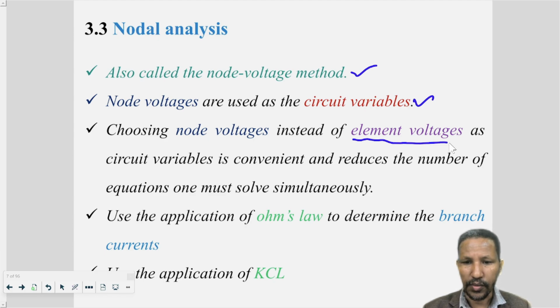Okay, so we are going to use the application of Ohm's law to determine the branch currents, and we use the application of Kirchhoff's current law. So when we consider node analysis, KCL will be considered. When we consider mesh analysis, KVL will be considered. Ohm's law is common for both node analysis as well as mesh analysis.